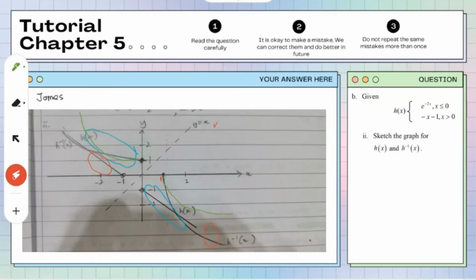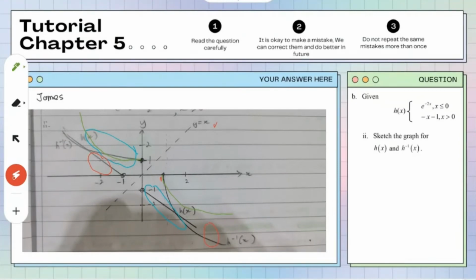So, okay. Apa tadi saya terlupa nak cakap? Make sure bila kita nak cari, bila kita sketch the graph of hx and h inverse on our axis ni, always label the reflection line ni, y sama dengan x. Sebab itu adalah relation antara hx dengan h inverse.